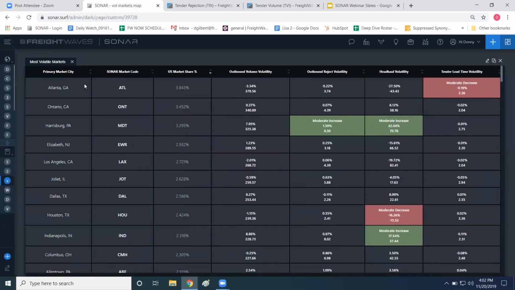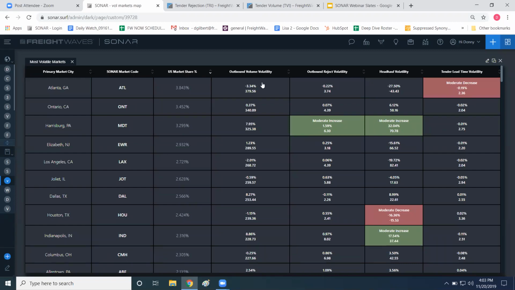Now, this is set up to bring us the list of all of our market names, our airport codes for each of the markets, our U.S. market share percentage, and of course we have outbound volume volatility. This is our OTVI index. Outbound reject volatility. This is our OTRI index. Headhaul volatility. This is our haul index, and tender lead times. All these are brought together here on one page, and you can compare what's going on.